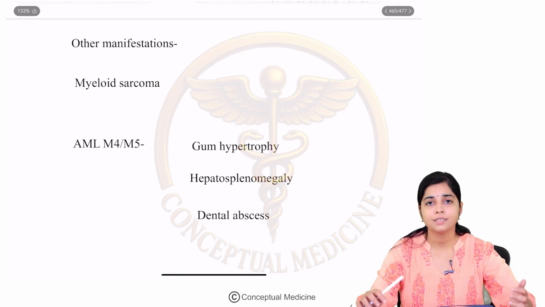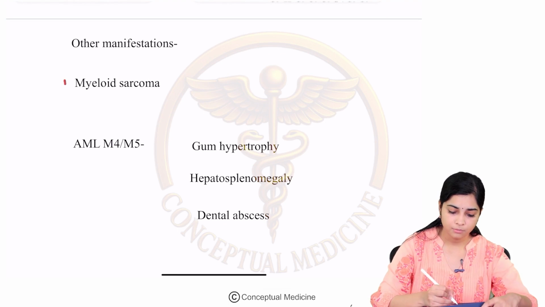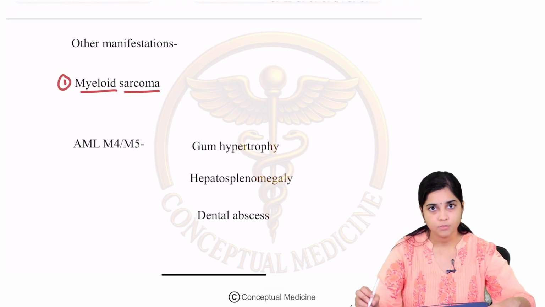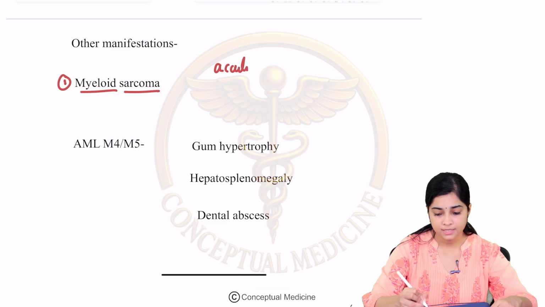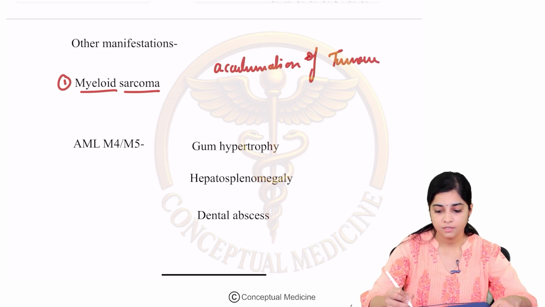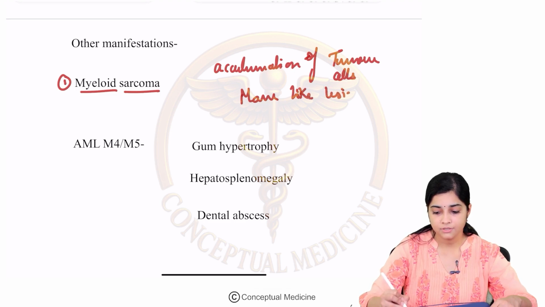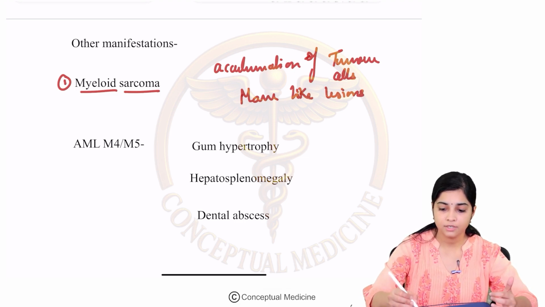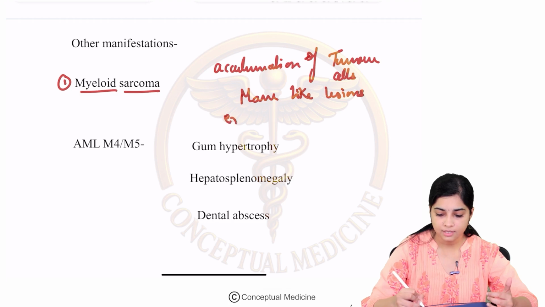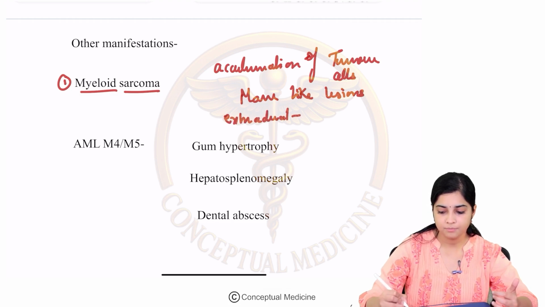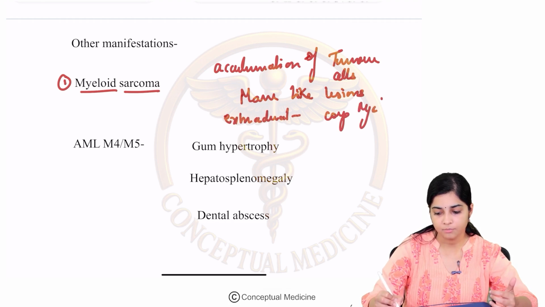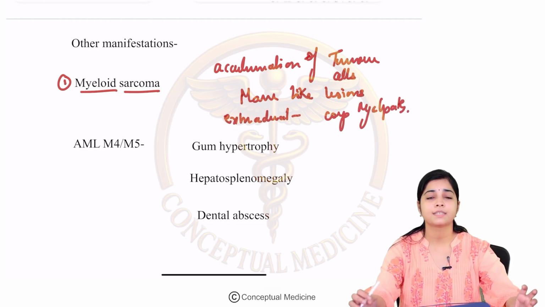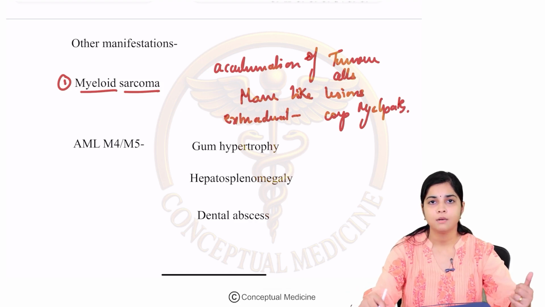Now let us look at the other manifestations which can be seen in AML. One is myeloid sarcoma. So what is myeloid sarcoma? This is basically an accumulation of tumor cells which present as mass-like lesions. They can be found in any part of the body. For instance, this myeloid sarcoma can be found in the extradural space and it can even cause a compressive myelopathy. So the tumor cells can aggregate and form mass-like lesions which we call myeloid sarcoma.